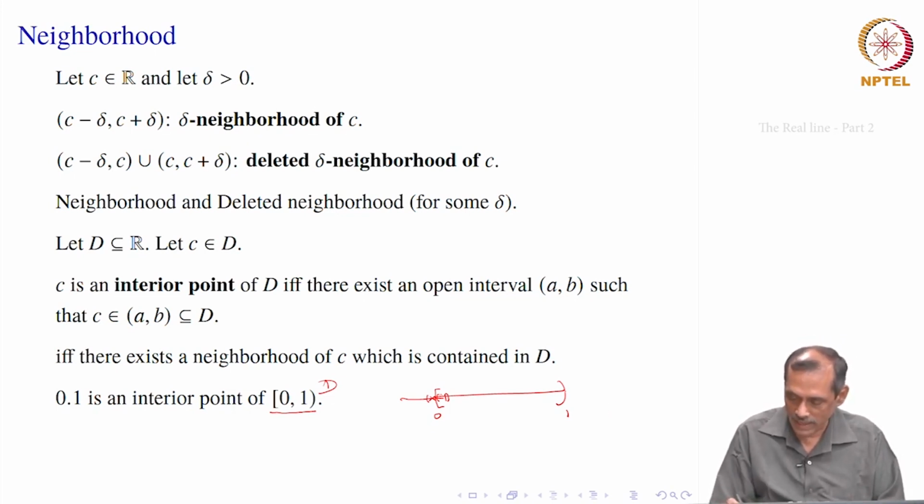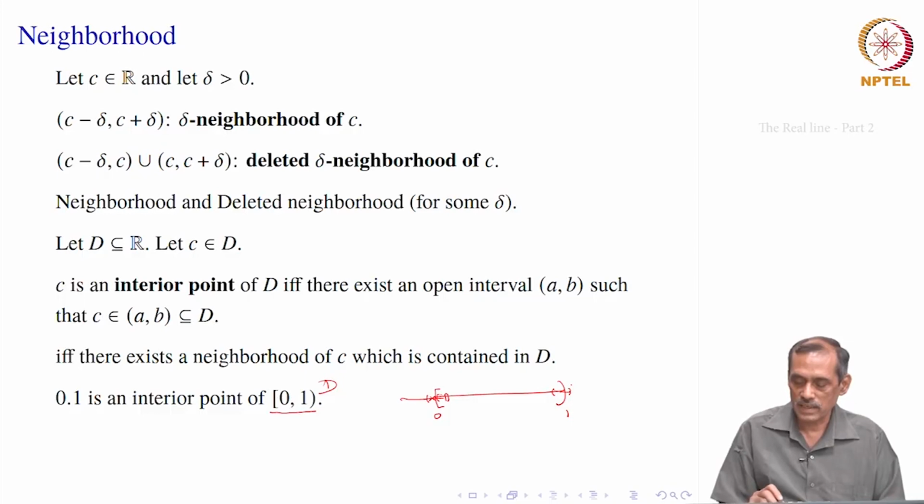Suppose I take 1, then any neighborhood around 1 will always contain a point which is beyond it, and of course, 1 is not inside D. So, that does not satisfy the first requirement, that C must be inside D. So, we will not say that 1 is an interior point, because 1 is not in D itself.